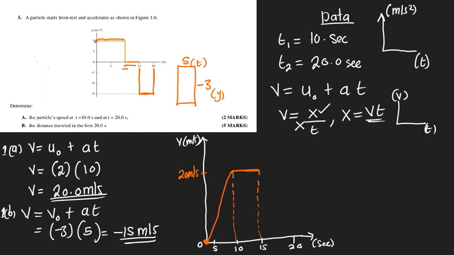Then we've been told that when it was at 20 seconds, we found it to be negative 15, because we subtracted 20 minus 15. So between 15 and 20, we found the velocity to be negative 15. Now, since it is negative 15, remember, we are now decelerating. We are moving downwards.